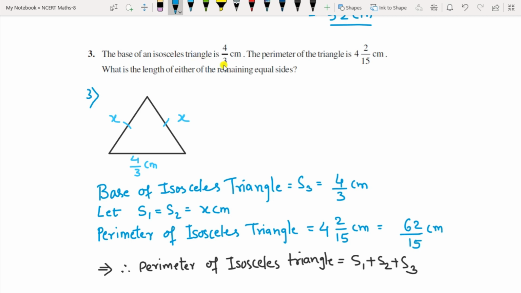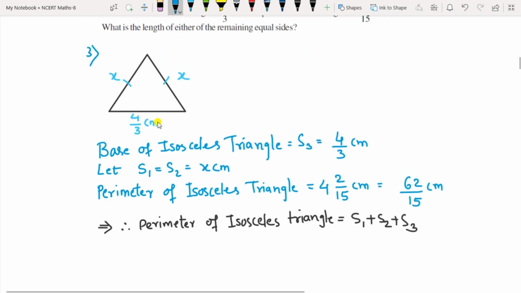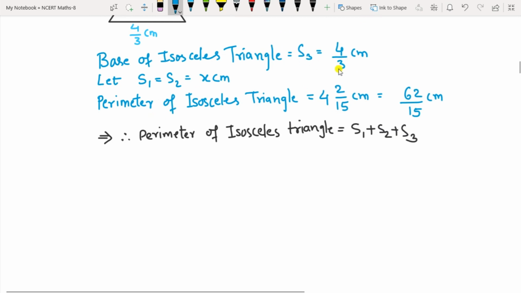The next one is the third question. The base of an isosceles triangle is given as 4 by 3, and the perimeter of the triangle is given as 4 2 by 15. Perimeter means the addition of all the sides. What is the length of either of the remaining sides? You want to find the remaining sides. Now you know this is an isosceles triangle, so the remaining two sides are equal. Write the given: the base is 4 by 3, let us take it as S3. Side 1 and side 2 are unknown, let us take it as x. The perimeter is given as 4 2 by 15. If you convert it into an improper fraction, it becomes 62 upon 15.